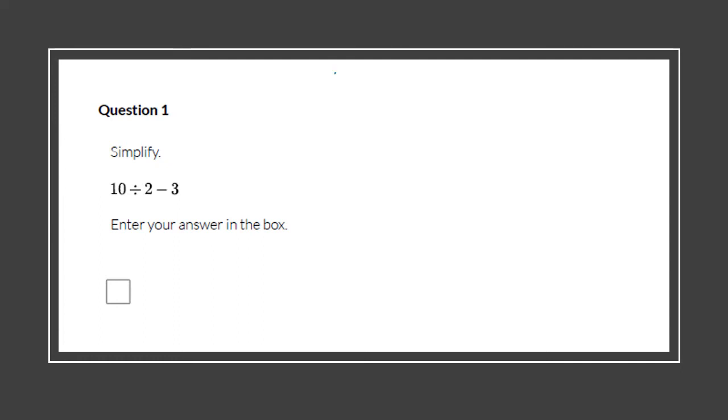So you always want to follow what we call PEMDAS, or please excuse my dear Aunt Sally, you may have seen it. But you're going to do parentheses first. I don't see any parentheses in this problem. Then I'm going to do exponents. I don't see any exponents in this problem. Then I'm going to do multiply and divide. I'm going to do those left to right.